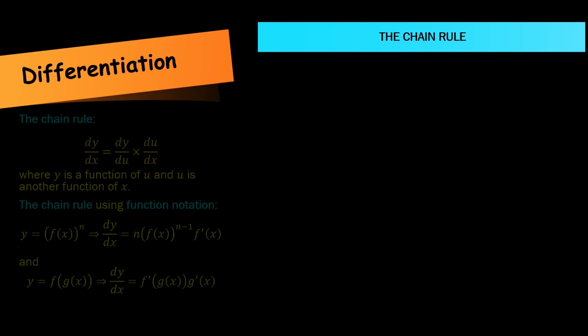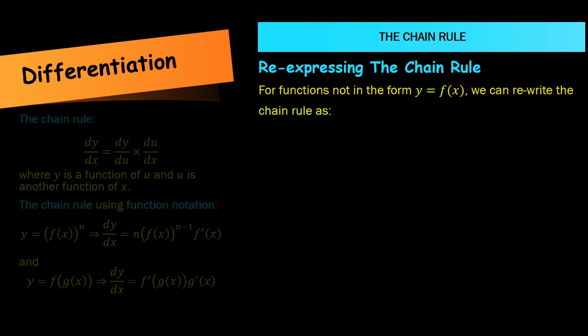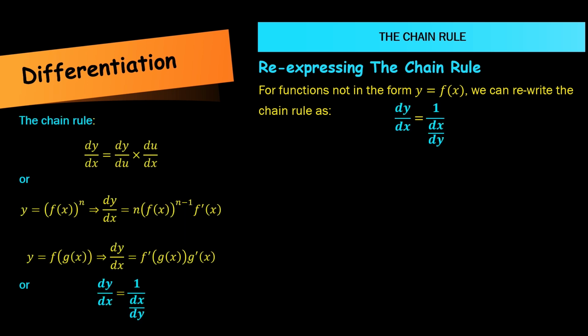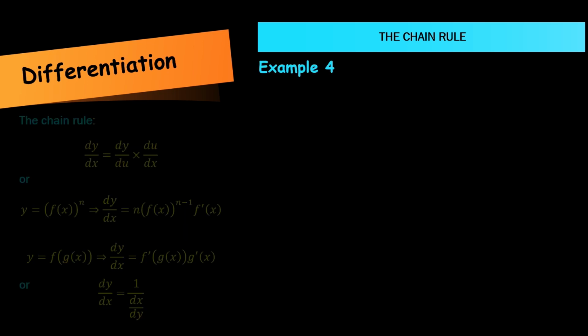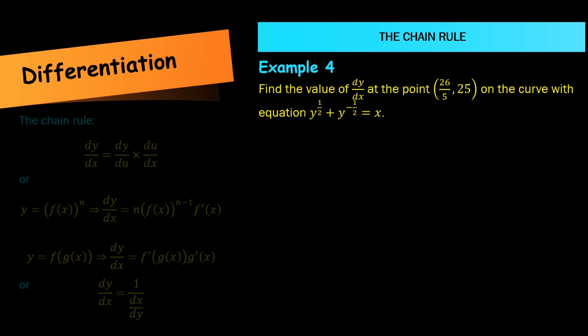We can re-express the chain rule again. For functions which are not in the form y equals f of x, we can rewrite the chain rule as dy dx equals 1 over dx dy. Let's use this in our next example. Pause the video and have a go. Press play when you're ready to view the solution.